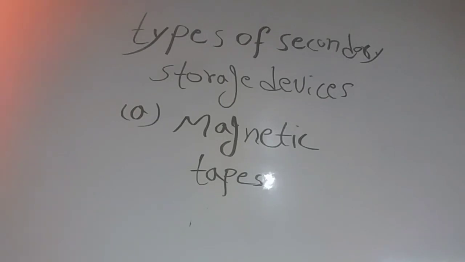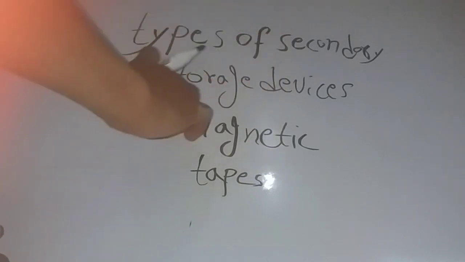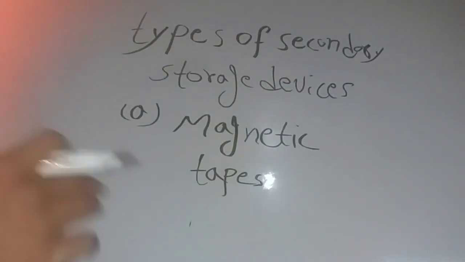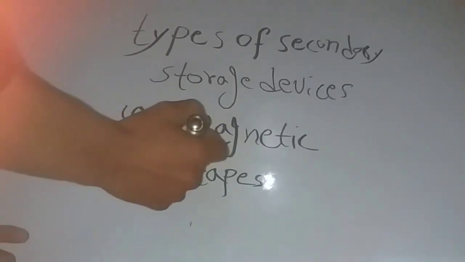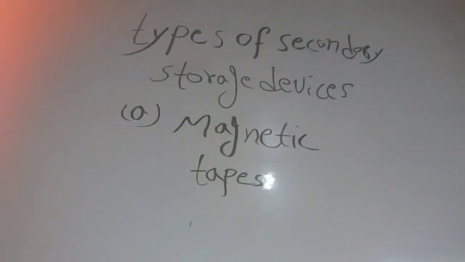Hi everyone, in this video we discuss types of secondary storage devices. What are secondary storage devices? Number one, magnetic tapes. What is magnetic tape? In this video we discuss the types.